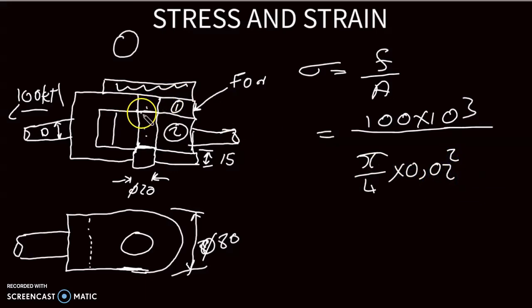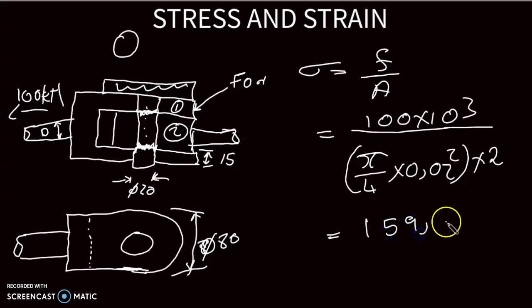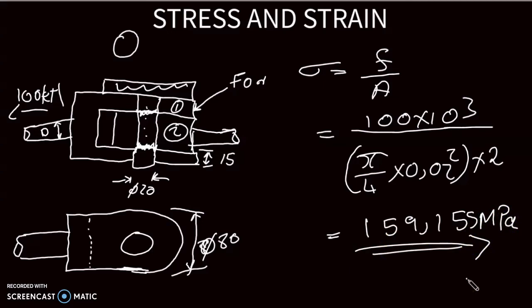But remember, this pin, if it were to shear, it will shear in this position and in this position, meaning we are going to have two areas or 2 points that are going to separate. Therefore, we are going to say times 2 to the area that we are going to get here. And then that will give us the shear stress of the pin, which is going to be 159.155 megapascal. And that is our question number 2.